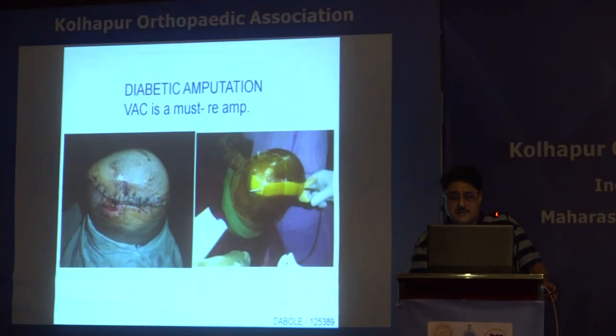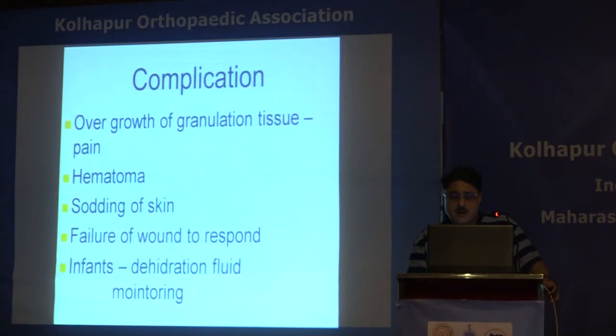Third, very commonly, are infected amputation stumps. Also commonly seen are osteomyelitis and compound fractures where there is a vascular repair that has failed, or a vascular injury that is unsolvable, gangrene, and you cannot close the wound. Then you can use the VAC, which is very, very effective. Complications are overgrowth of granulation tissue, which causes lots of pain, and it can cause hematoma. The skin is a big problem, especially in the foot, in infants and dehydrated patients, and failure of the wound to respond is also very common. So sometimes it can cause problems if you don't monitor it properly.